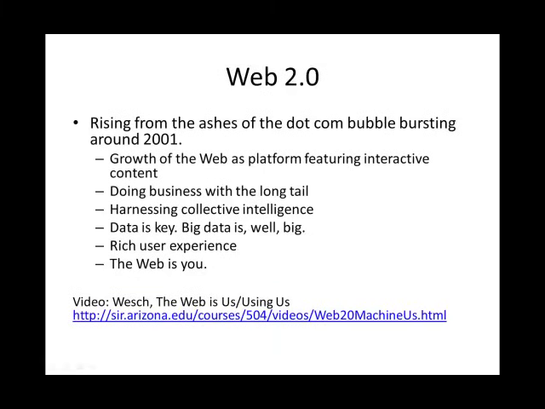And I think the big takeaway with Web 2.0 is that the web is actually you. It's an interactive web. It's interactive and it's two-way, which means that you are interacting with the site, the site is interacting with you, and you are contributing to the experience. So with that, let me show you the next video. I think you'll enjoy this. This is Wesch's The Web is Us, using us, and then we'll come back and talk about some more concepts.